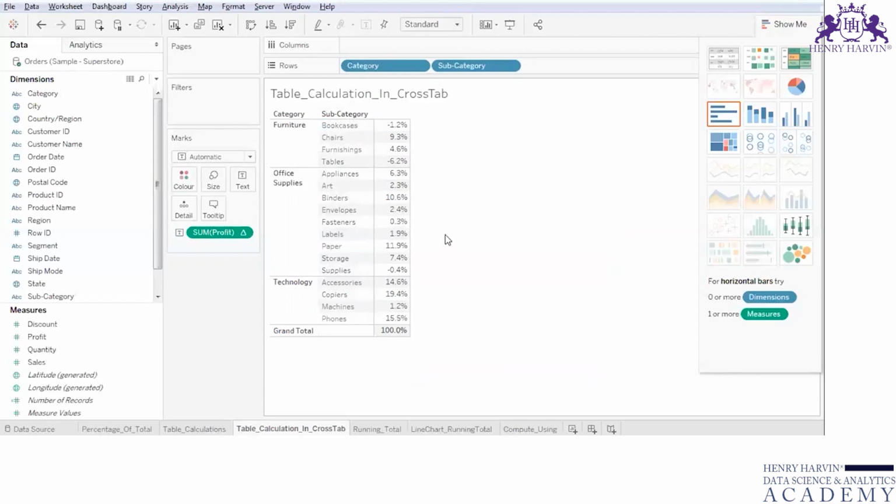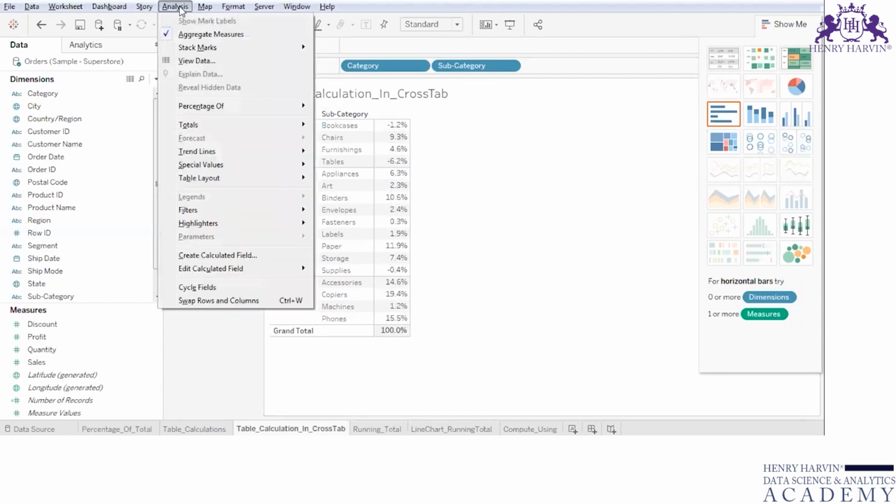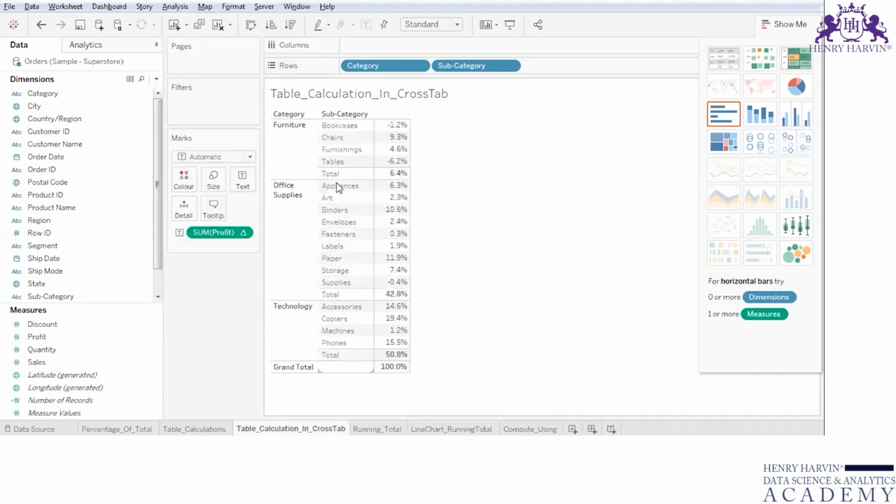Now if I would like to see the profit generated by each category, right now I'm seeing the profit generated by each subcategory. What I'll do, I'll go into analysis, I'll go to the totals, and I'll say please show me all the subtotals. So when I do this, I'll get the subtotal for each of the categories. The maximum contributor in profit has been technology, and the least contributor in the profit has been furniture.